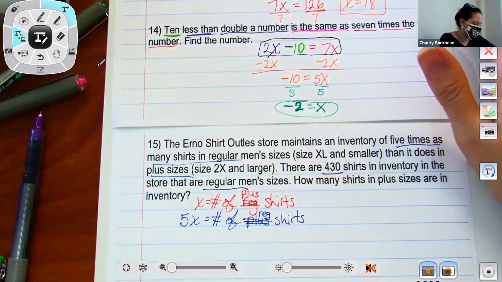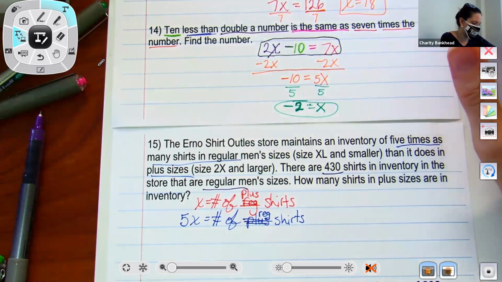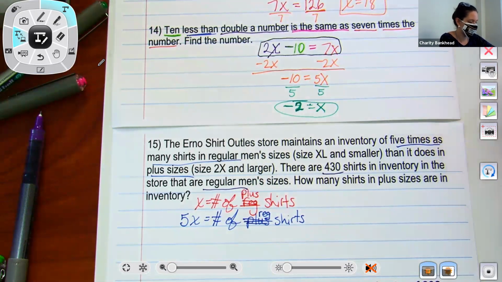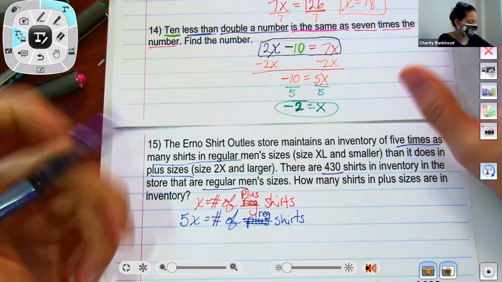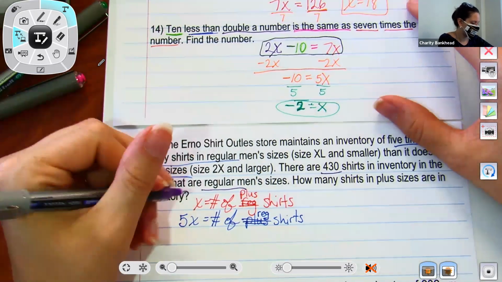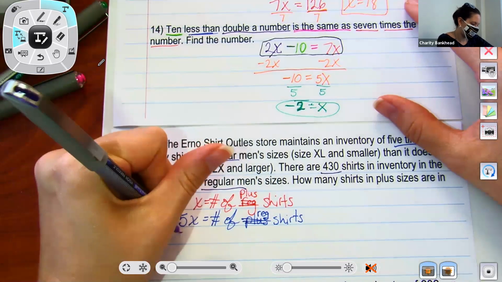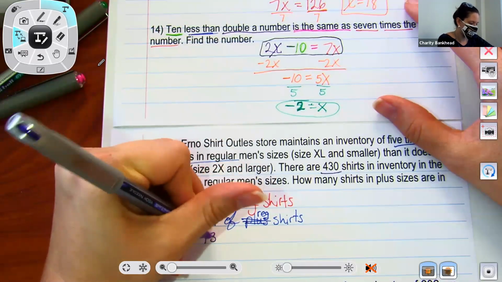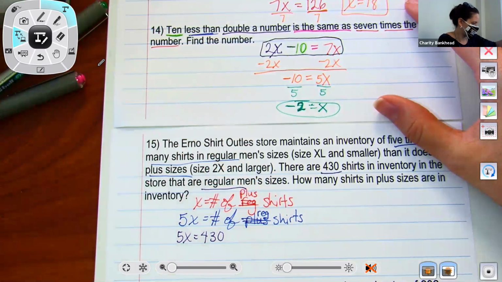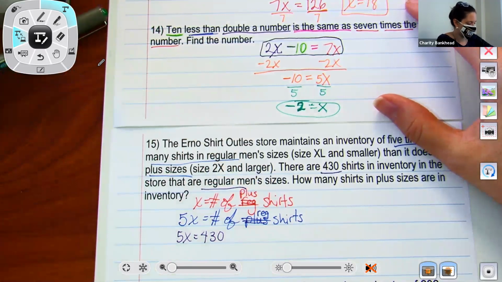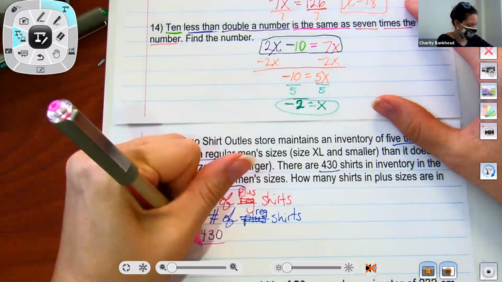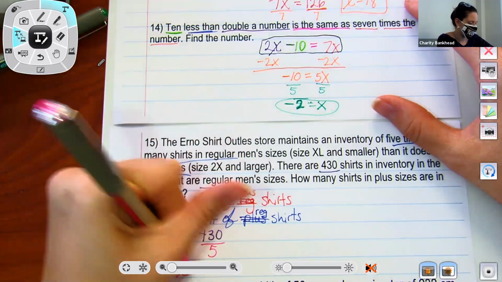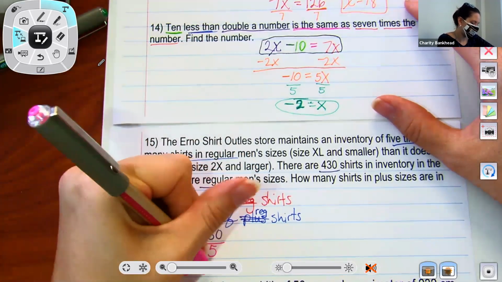Yeah. So that's what they're trying to ask us, how many plus shirts do they have? So that's what our X should be. And then it says they have 5 times as many regular. So 5X is the regular. Okay, so they have 430 regular. So 5X equals 430. So that's our equation we can solve. And then we can just divide both sides by 5. So 86.